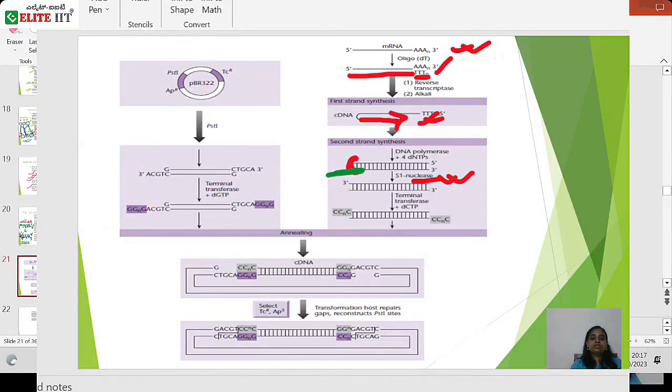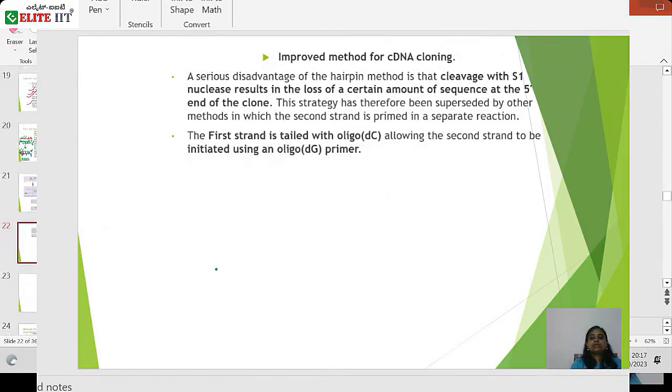Now going to the next. There is another improved method, an improved method for cDNA cloning. A serious disadvantage of the hairpin method is that cleavage with S1 nuclease results in the loss of a certain amount of sequence. Obviously, whenever this type of loop is formed and you cut this part, there will be removal of some sequence, right? Loss of a certain amount of sequence at the 5' end of the clone.